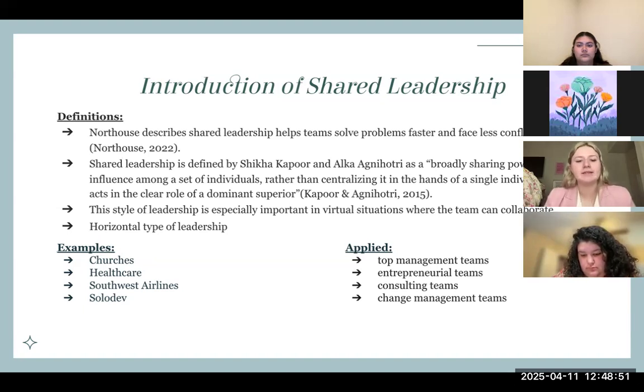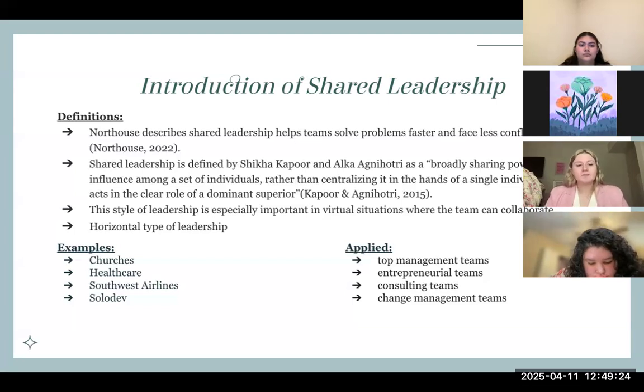Shared leadership is defined as broadly sharing power and influence among a set of individuals, rather than centralizing it in the hands of a single individual who acts in the clear role of a dominant superior. So this basically means that instead of having one person in charge doing all of the leadership, it's a group. They're sharing the leadership roles among the group, where it's not just one person that asserts dominance over the others.